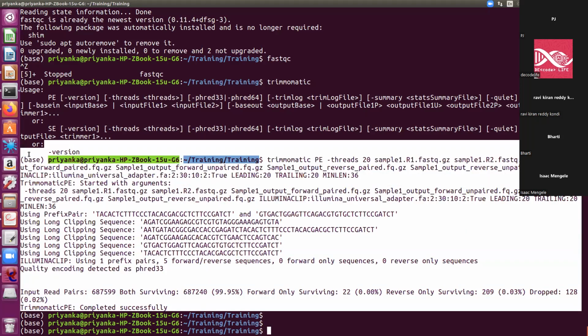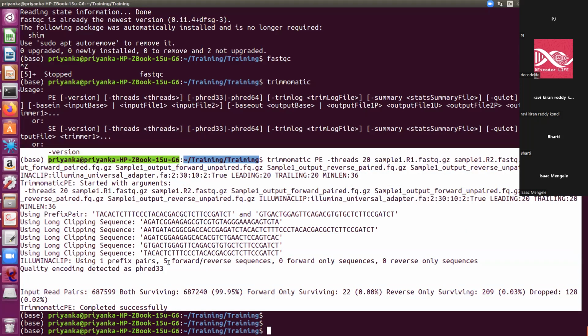So now we got a set of 4 files: one with the paired reads of the forward, one with the paired reads of the reverse, and 2 files with the unpaired reads. Have you run till here? Then I will go to the next step.